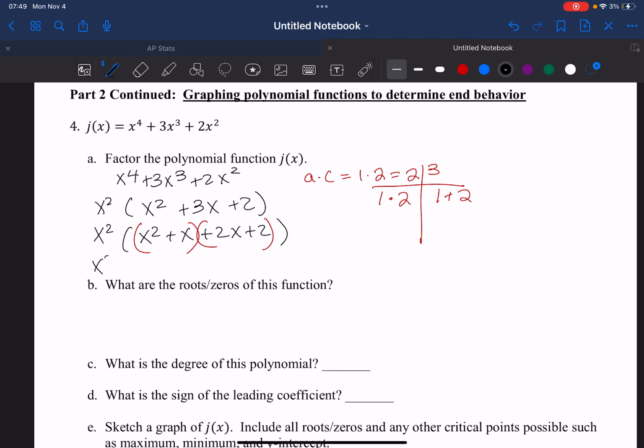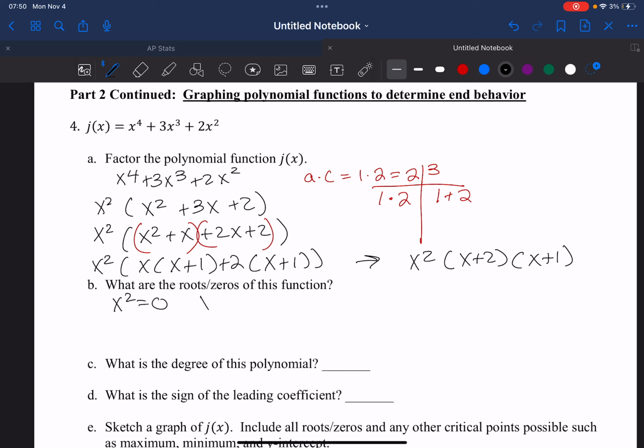So I'm left with x squared. In this first one I can take out an x and I'm left with x plus 1. In this next one I can take out a plus 2 and I'm left with x plus 1. Which means I have x squared, x plus 2, and x plus 1. Those are my factors. What are the roots or zeros of this function? I do x squared equals 0, x plus 2 equals 0, x plus 1 equals 0.